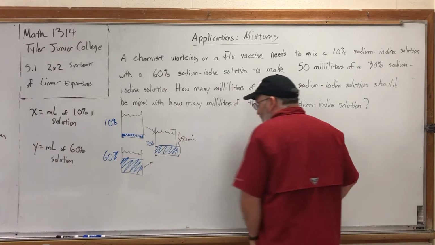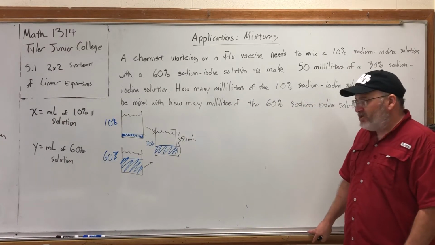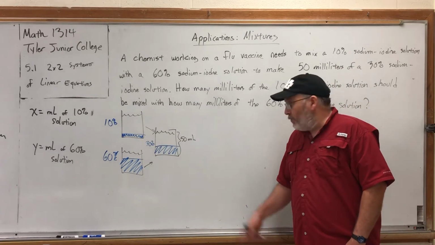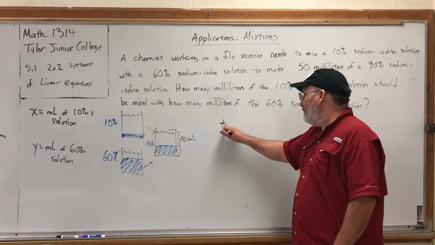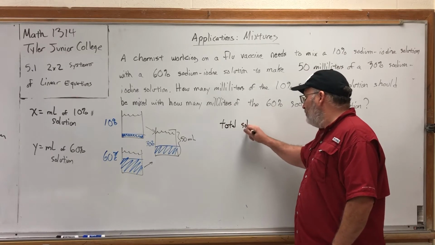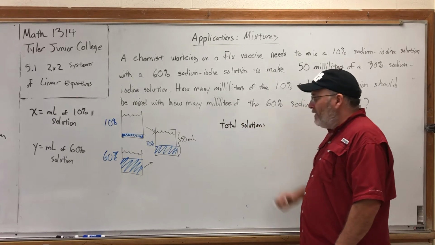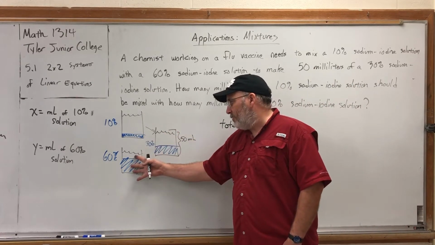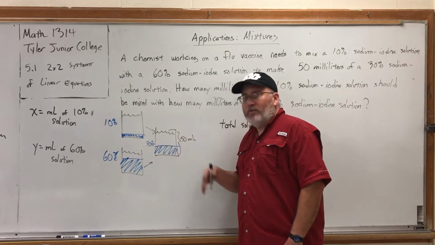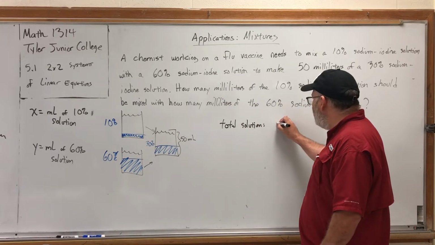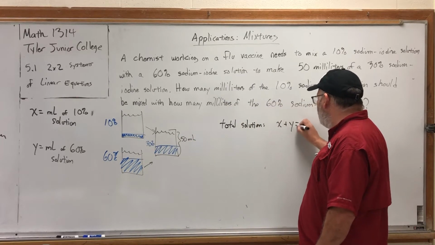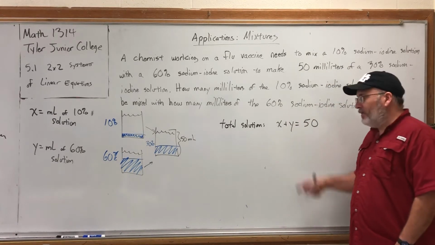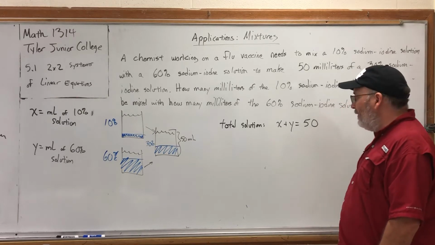There are two constraints that we're working under. Number one is the total amount of solution that we are trying to make, which is 50 milliliters. So for the total solution, we know that the milliliters we take in total from here, plus the milliliters that we take in total from here, have to equal 50. So that's a pretty easy equation. X plus Y is equal to 50. Milliliters from the first plus milliliters from the second equals 50 milliliters total.